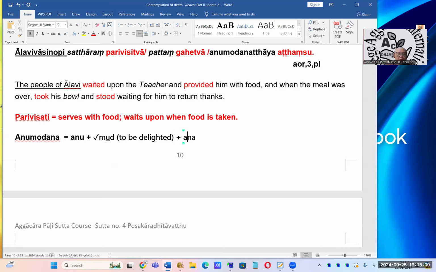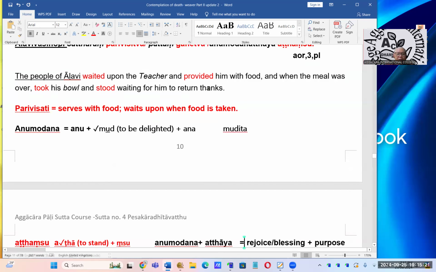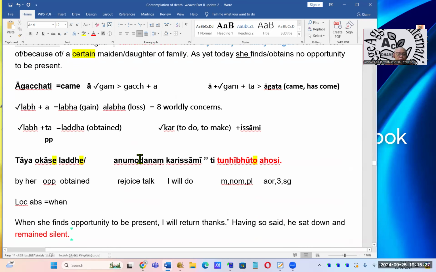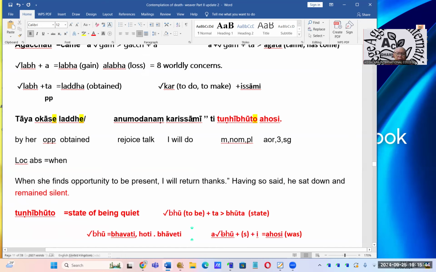So the root mud is to be delighted. So we have the main meaning like rejoice. Like for the Brahma Vihara, we have mudita, the same root as this one, mud. Okay. So anumodana means rejoice, or here will be translated as thanks. So we also see this one, anumodana. That's how we learn Pali. Okay, you see one new word, then you see it another time, then you start to remember. So then you see something you learned before, future tense, isami. For those who studied Pali before, you see isami also. Okay, and the new word for you all will be this tumhi.